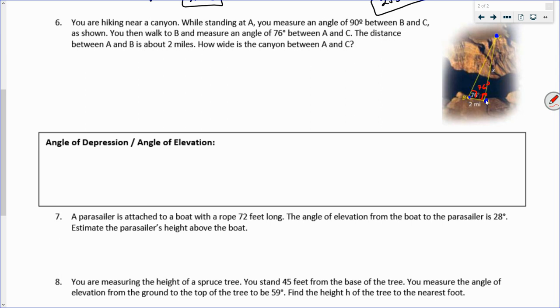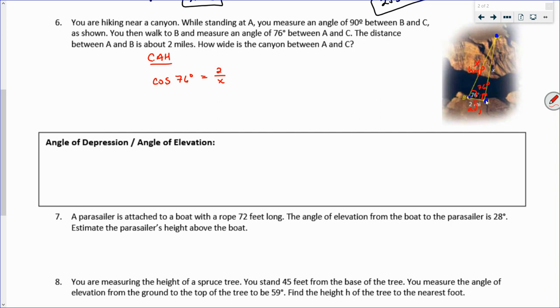Distance between A and B is about 2 miles. How wide is the canyon between A and C? So if we put an X there. From the last video, we'd be looking at from 76 that this is the adjacent side and this is the hypotenuse. So that would scream cosine because of the CAH, so CAH, TOA. So we'd be writing cosine of 76 degrees equals 2 over x.